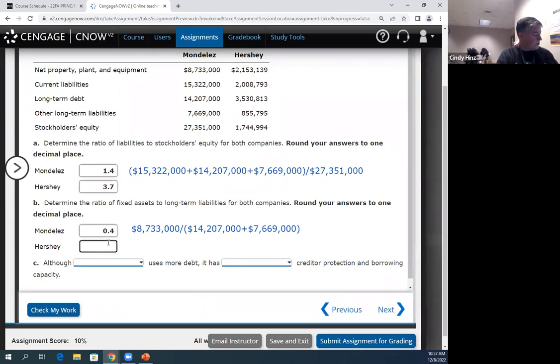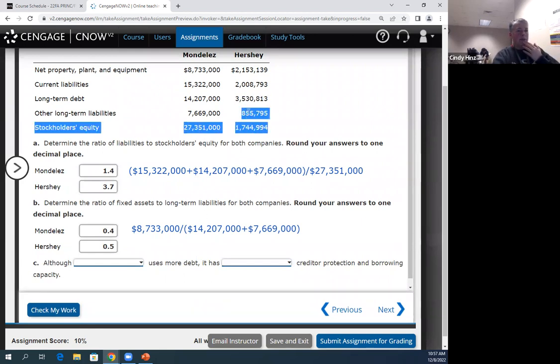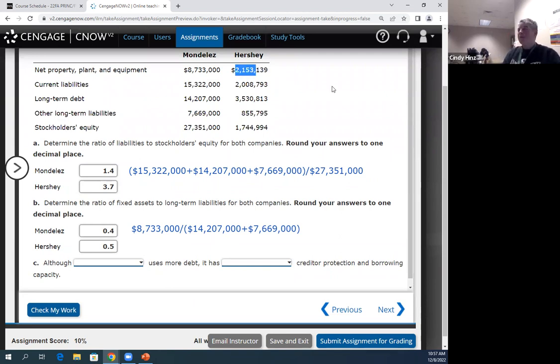And so for Hershey, I got 0.49 or 0.5. I divided the total of their long-term liabilities, just that one, into their net property, plant, and equipment here from the top line. That net means it's the carrying value, or it's after subtracting the accumulated depreciation from the original or historical cost.